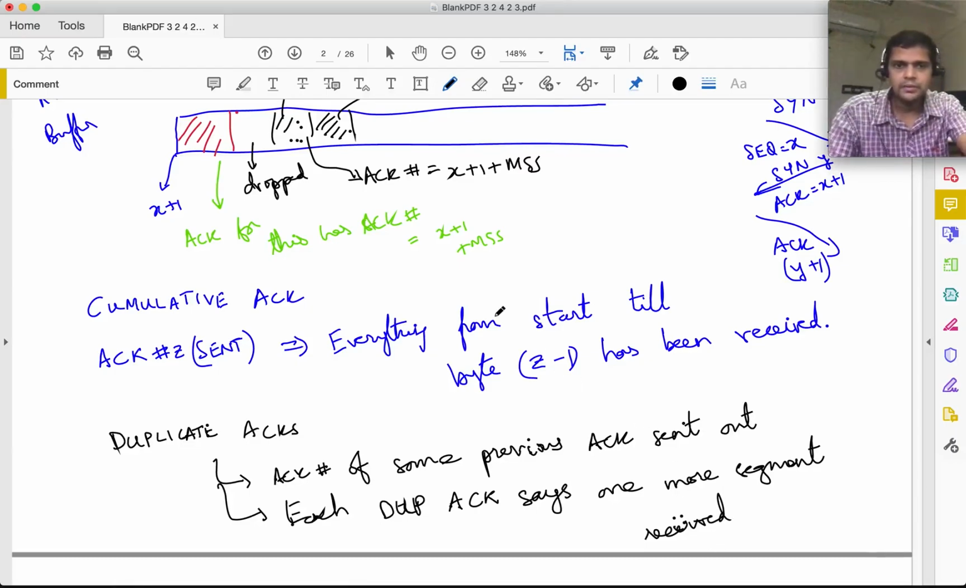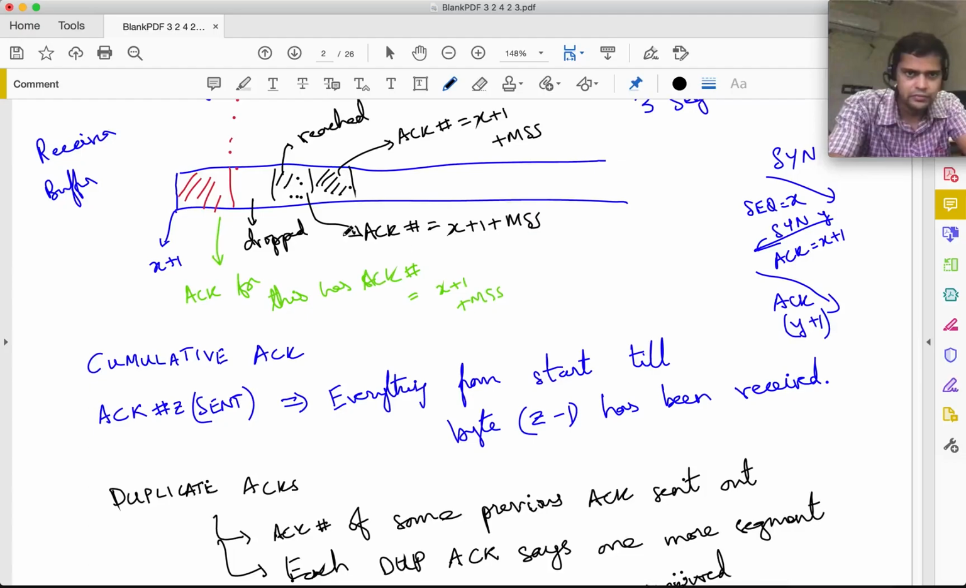But it does not tell me which segment explicitly. Of course, you can try to be clever and try to figure out which of these were received. But in a general situation, you won't know for sure.